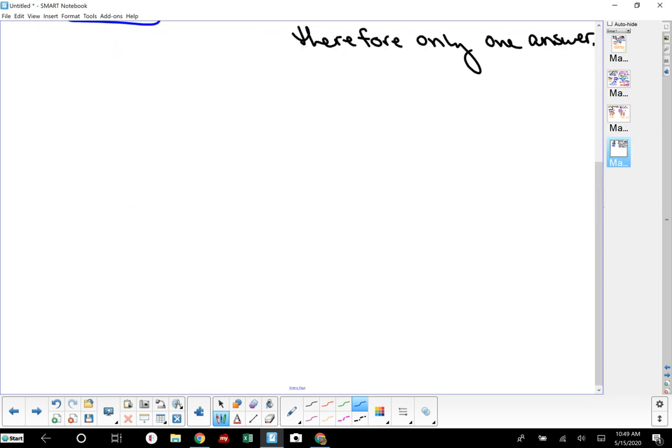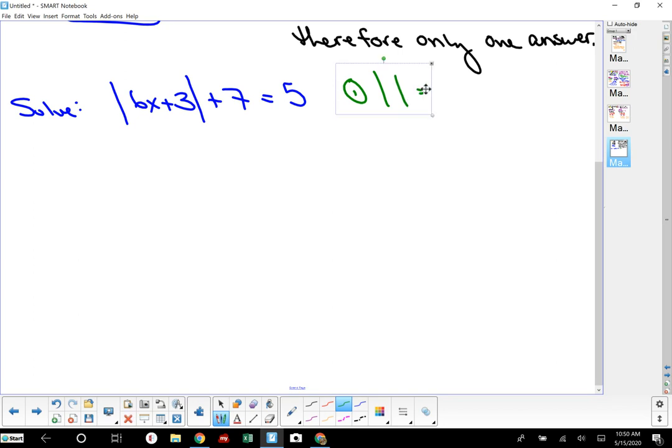Okay, another thing I want to point out. If you have a problem that looks like this, you have to be really careful. Absolute value of 6x plus 3 plus 7 equals 5. All right, so the first question, as always, is do you have absolute value equals some number? Well, the answer is no here. There's nothing in front of the absolute value bar, but behind the absolute value bar, we have this plus 7 hanging out. So we need to deal with that before we can move on.